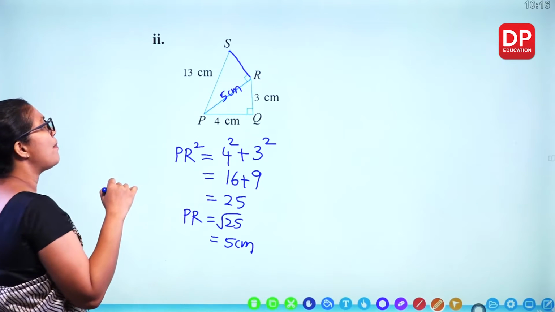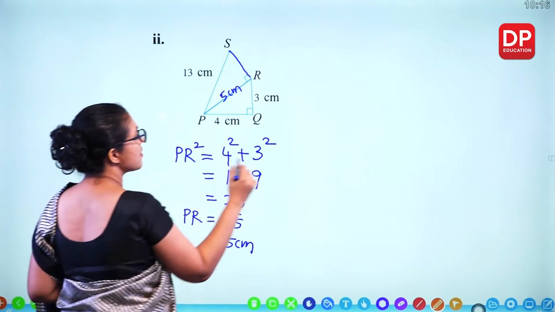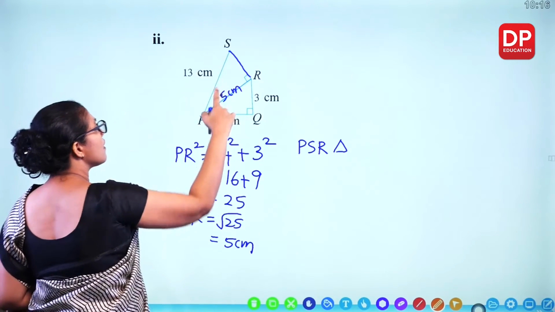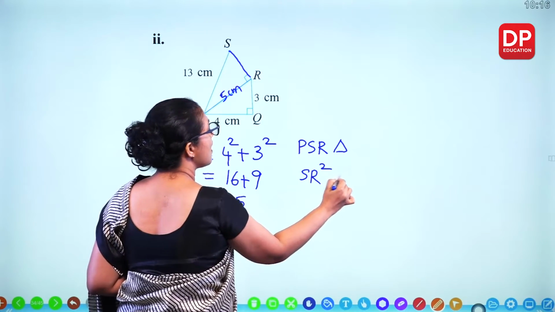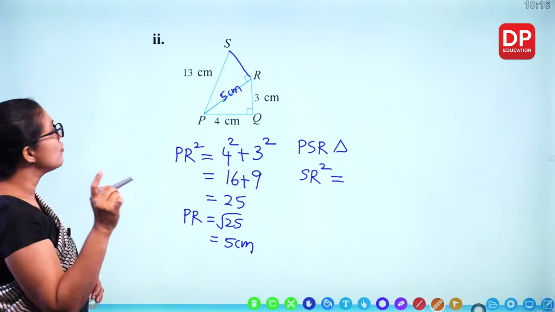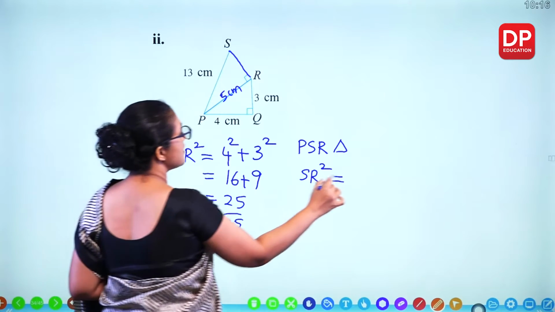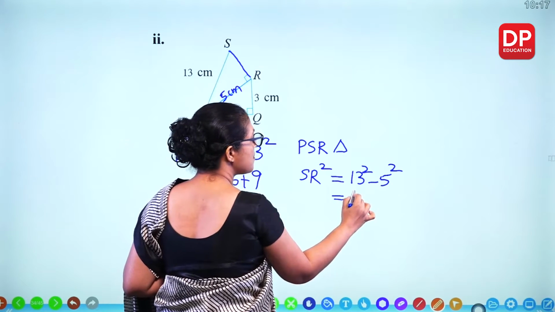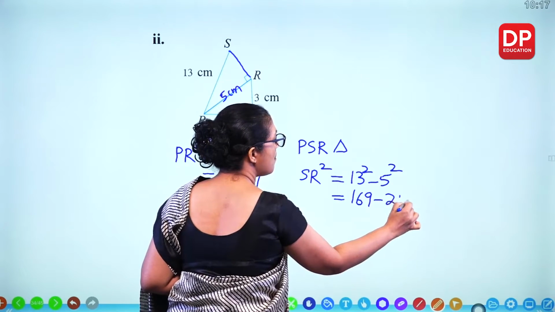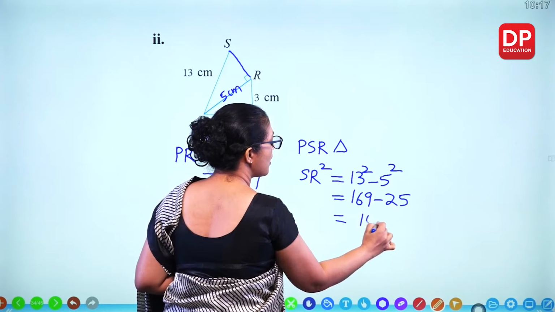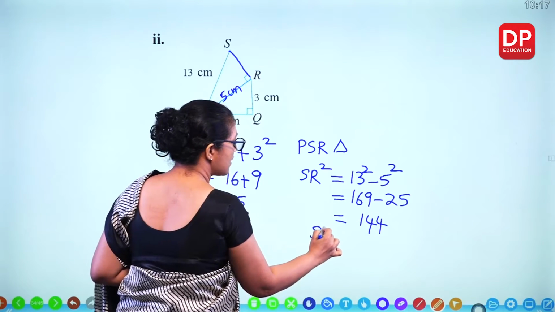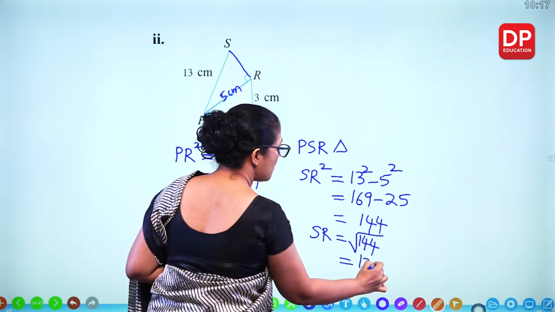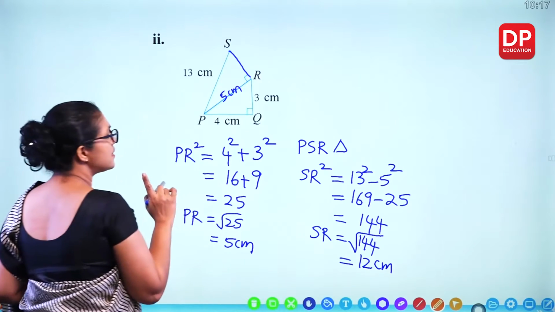Now you can apply Pythagoras theorem for the PSR triangle. What is SR? SR is not the hypotenuse, so you have to take the subtraction. That's equal to 13 squared minus 5 squared. 13 times 13, 169, minus 25. So you get 144. Take the square root. That's 12 centimeters. SR is 12.